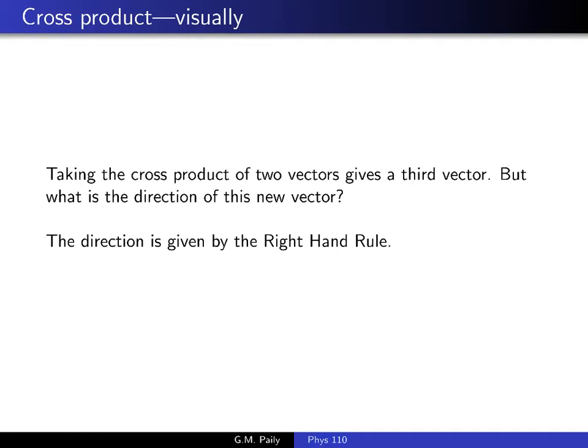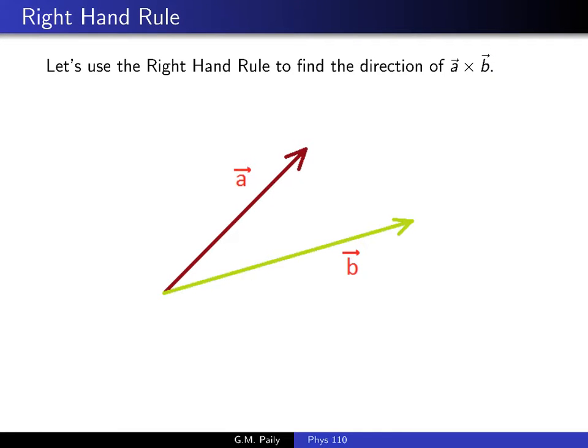Now, there are many different versions of the right-hand rule that all do the same thing. I will show you my version, but if you already know a different version and it's easier for you to use, go ahead and keep using it as long as it gives you the right answer. Let us use the right-hand rule to find the direction of A cross B. Let's say these are two vectors, A and B.